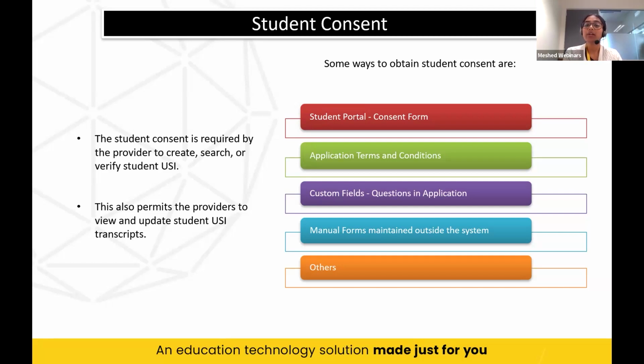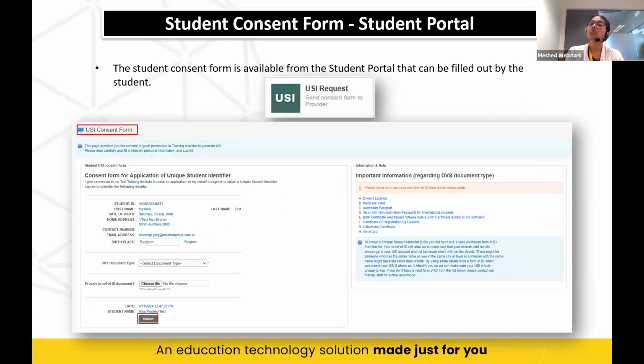There can be some sort of manual processes at your end to record the student consent. These processes are maintained completely outside of the system to take student consent for USI purposes. And there could be some other processes that you may have at your end to take student consent. However, be it whatever way, it is very important to take student consent so that you are able to do things on their behalf in terms of USI. So let's explore further the student consent form using the student portal.